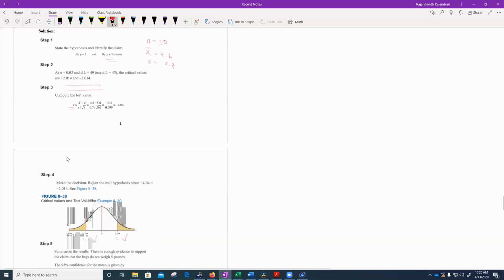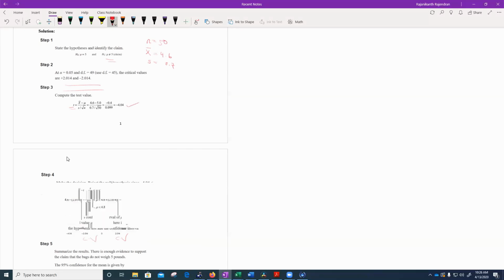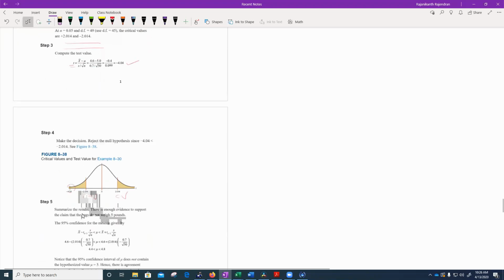If you find the test value, my test value is t equals x bar minus mu over little s over square root n. You know all the numbers. Plugging in here, you get negative 4.04. So this is our test value. Of course, the test value is inside the critical region. Therefore, we reject our null hypothesis. So there's enough evidence to support our claim. Up to this point, we followed our hypothesis testing procedure.